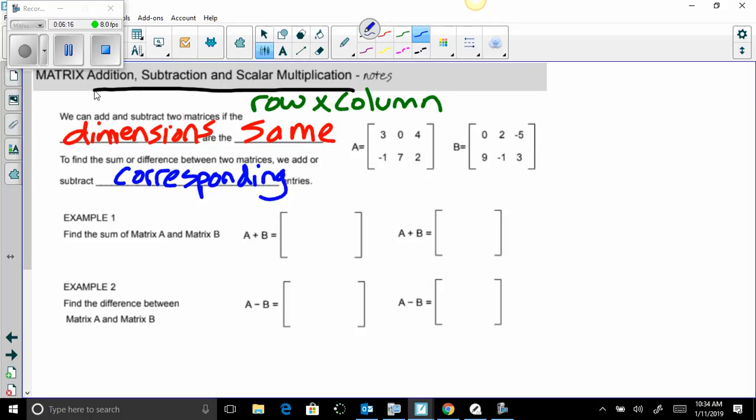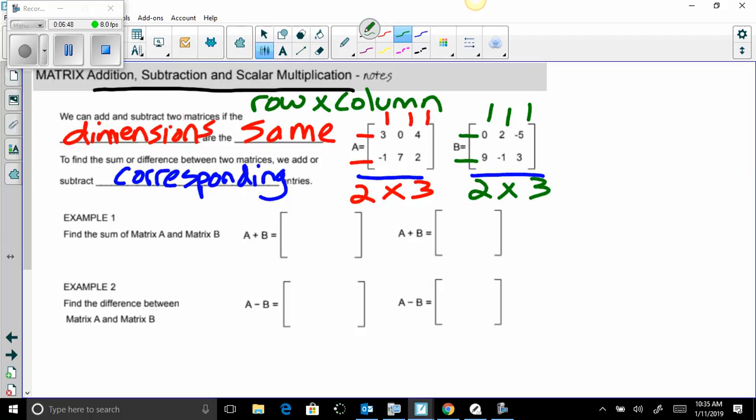So if we look at matrix A and matrix B, let's figure out first what are the dimensions to see if I can even go ahead and add or subtract these. So, what are the dimensions of matrix A? How many rows, how many columns? Remember, it's rows by columns. I have 1, 2 rows, and 1, 2, 3 columns. Hopefully, matrix B will be the same exact row by column dimension. I have 1, 2 rows by 1, 2, 3 columns. So if the dimensions are exactly the same, I can go ahead and add or subtract them depending on what they're asking.